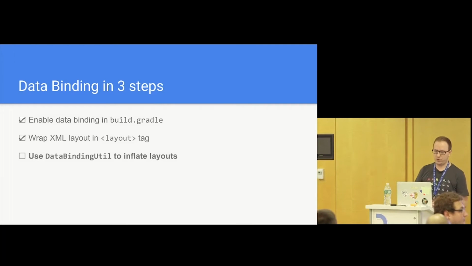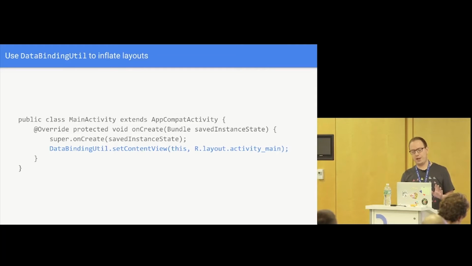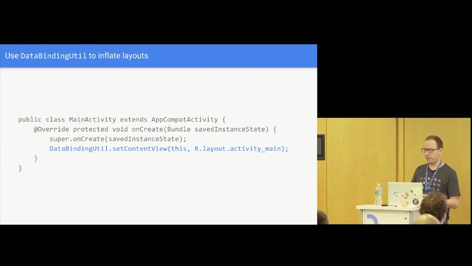differently than you might normally do so. So traditionally in an activity, if you're setting the content view to a layout file, you would just call this activity method setContentView. So if we want to use data binding, just change that up a little bit and use the DataBindingUtil method for setContentView. So then the first parameter is the activity, and the second one is the layout file.